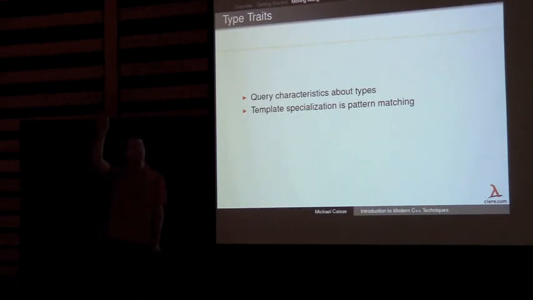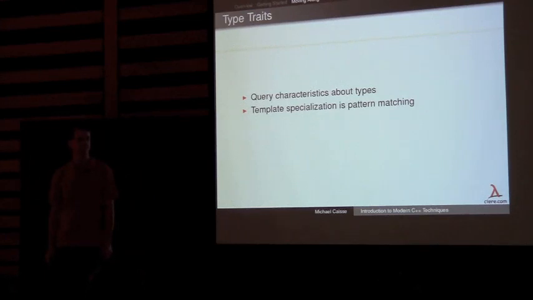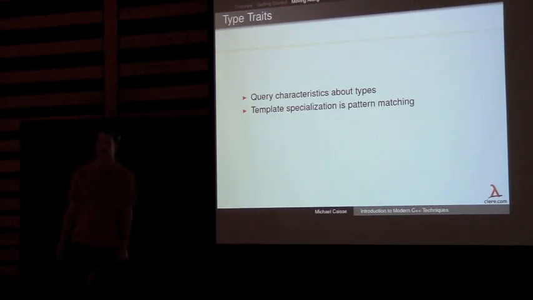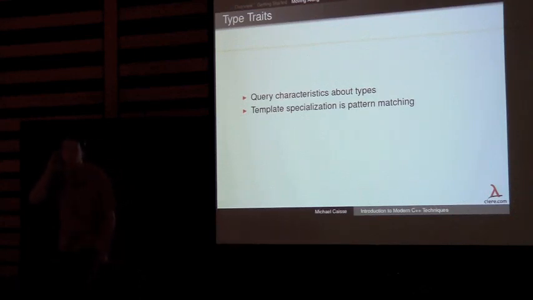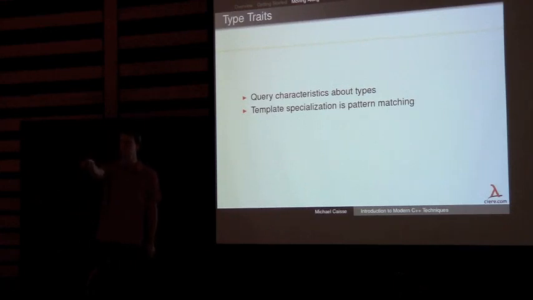What types of things might you want to know about a type? Size of storage, storage characteristics of some sort? Can it be iterated? Okay. Whether it's a pod or not.